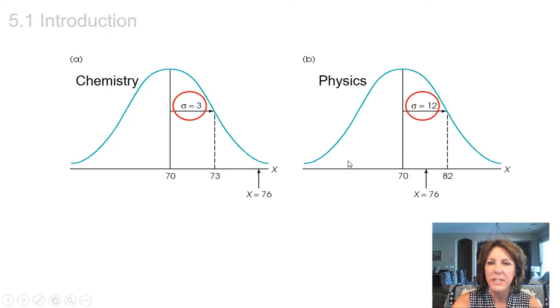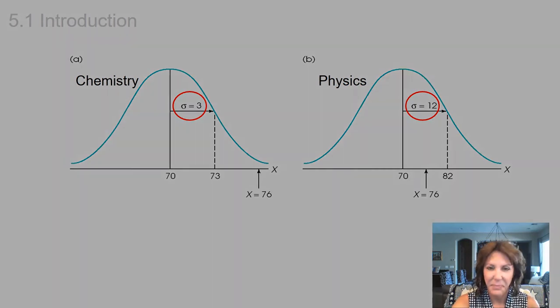Let's take a look at the physics test. It had a standard deviation of 12. That means on average, the scores varied from the mean by about 12 points. That's a lot of variance, isn't it? And so when you have a lot of variance like that, a score of 76 all of a sudden isn't that extreme. So who did better on the exam?